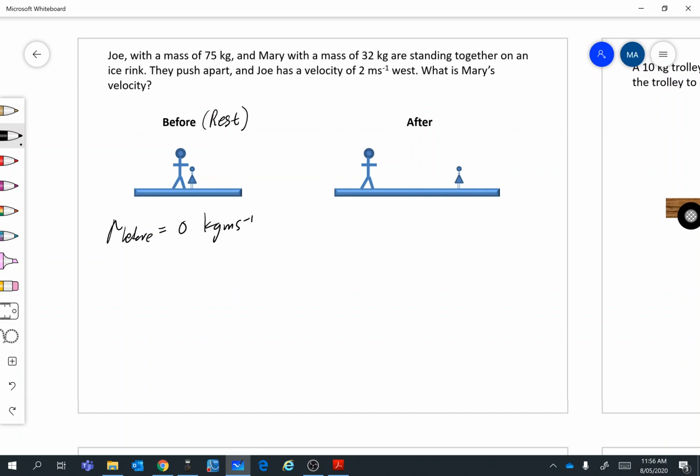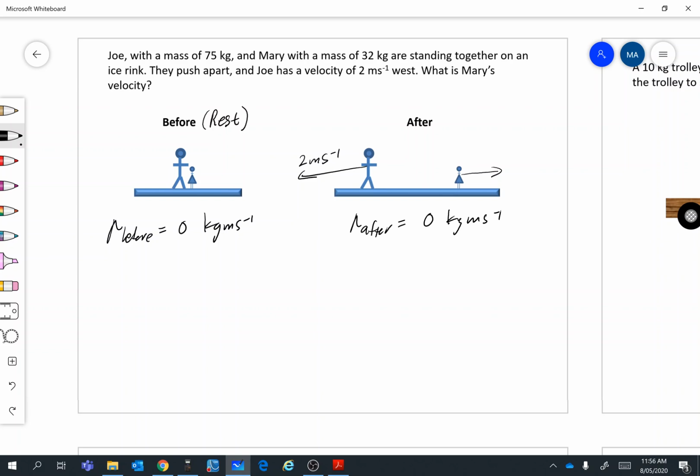So that means that the two of these people afterwards, if you consider them together, still have zero momentum. So P after is equal to 0 kilograms meters per second. But of course, as we see up here, Joe moves away with a velocity of 2 meters per second to the west, and Mary is probably going to be moving to the east, okay, as our calculations might show.